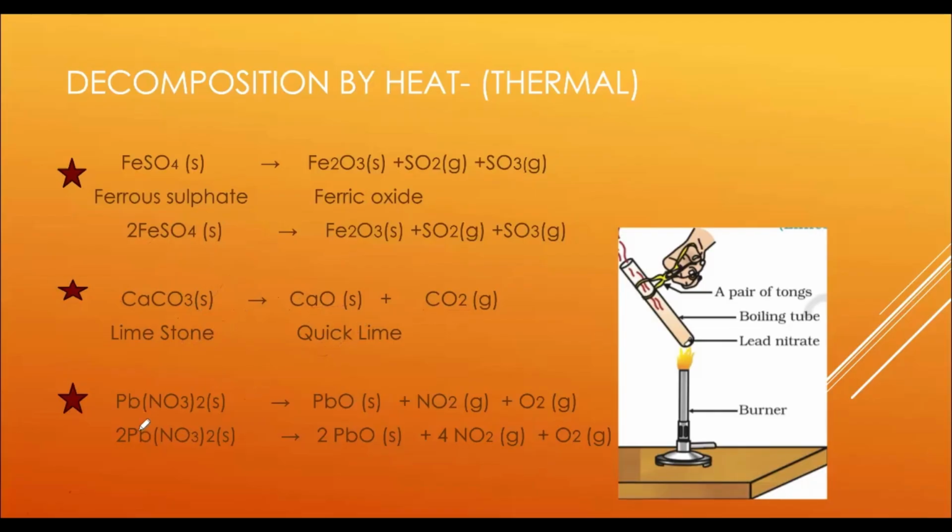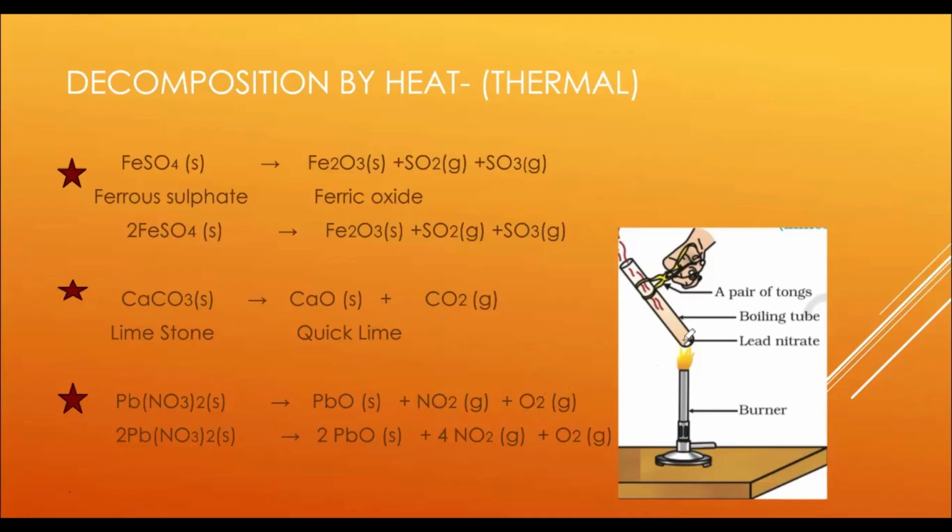Other examples of heating: lead nitrate. When lead nitrate is heated, it decomposes into lead oxide, nitrogen dioxide, and oxygen gas is released. Here the single reactant breaks down into three products: lead oxide, nitrogen dioxide, and oxygen gas.